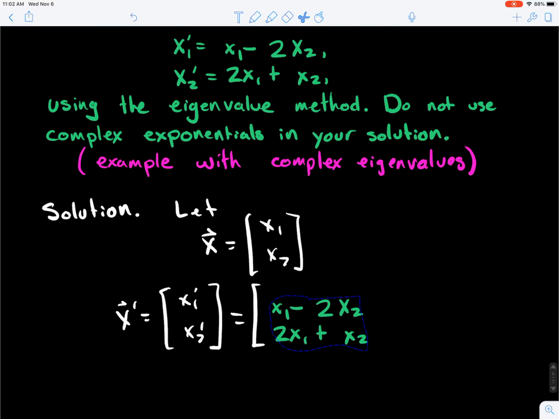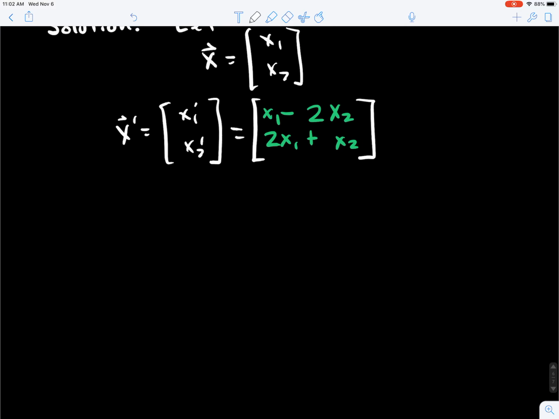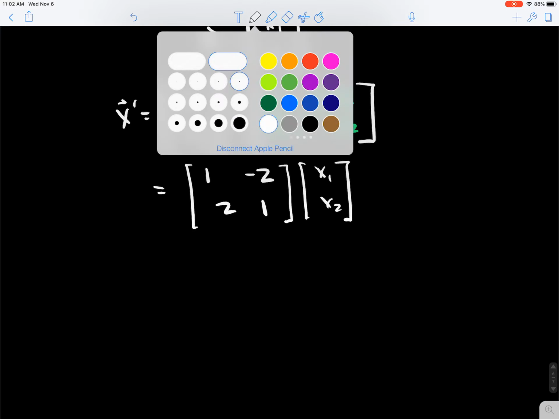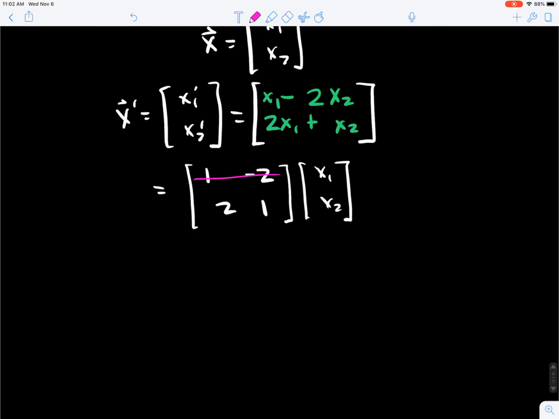So I'll go ahead and copy and paste that from the top. And if I do that, I get this. I then want to rewrite this as a matrix times the vector x1 and x2. In order to make this work out, I'm going to need a 1, a -2, a 2, and a 1. You can go ahead and double check your work. Take the dot product of this and that. You should get that there.